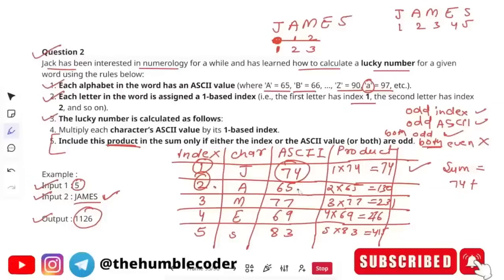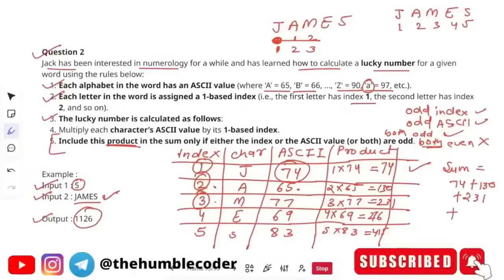But see, the ASCII value is not even, but it is odd. So I'm also going to take the product of these values, which means 130. Moving forward. Next value is 3. This is odd itself, so I don't even need to check further, because if one is odd, we can take that also, right? So 231.